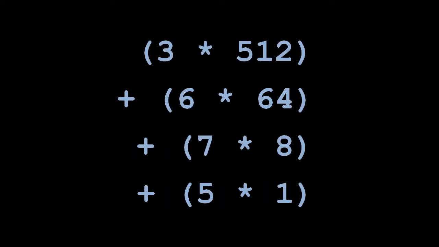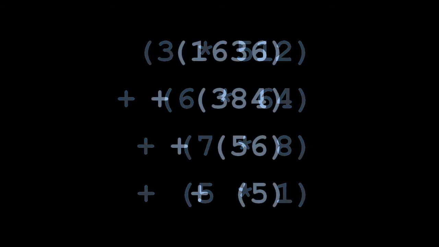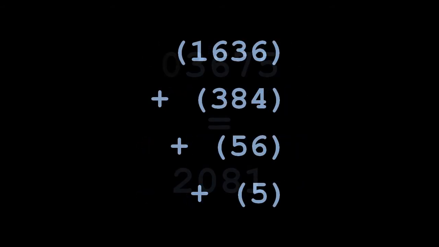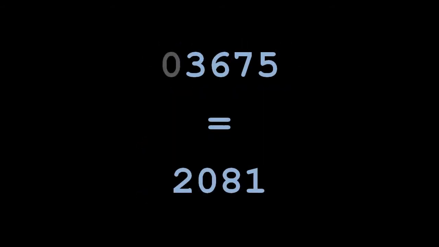So first we do the powers, and then we do the multiplication, and then we just sum it all together. And the sum we get is 2081. So octal 3675 is equal to decimal 2081. So what if we want to go the other way, from decimal to octal?